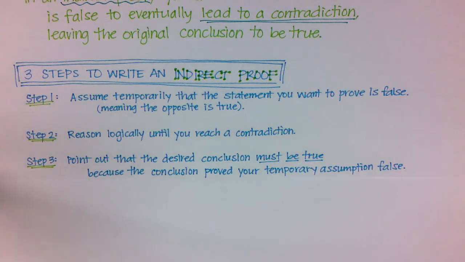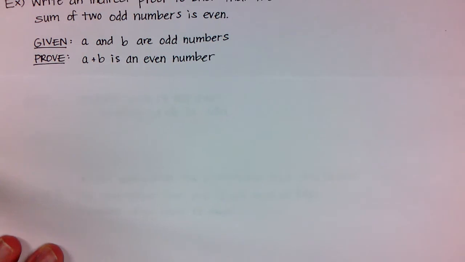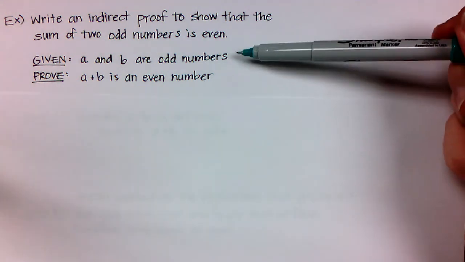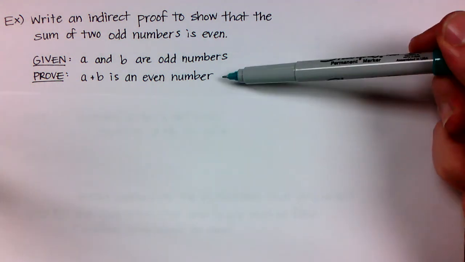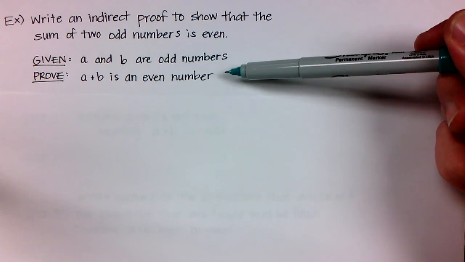So we're going to end with one example related to this. And then you're going to get a lot of practice when you go to class later. So here we go. It says to write an indirect proof to show that the sum of 2 odd numbers is even. Okay, this is what we're going to do. It's not going to be a formal proof. We're just going to kind of write out those 3 steps. What we're given is that A and B are odd numbers, and it wants us to prove that A plus B is an even number.